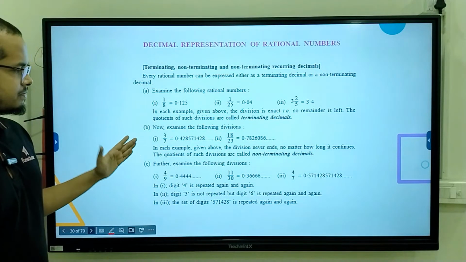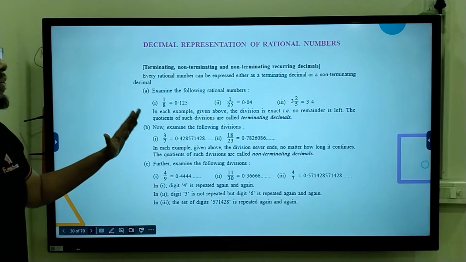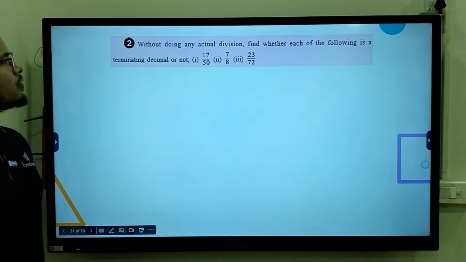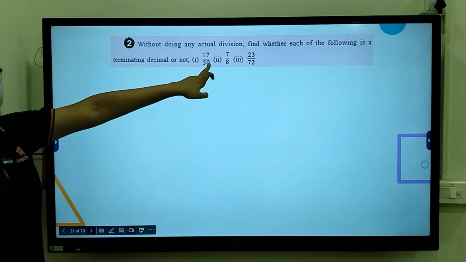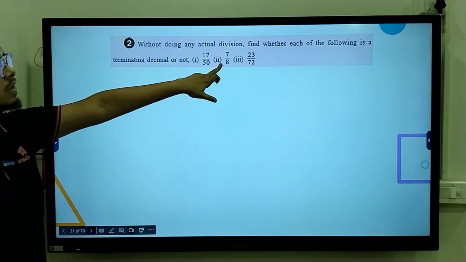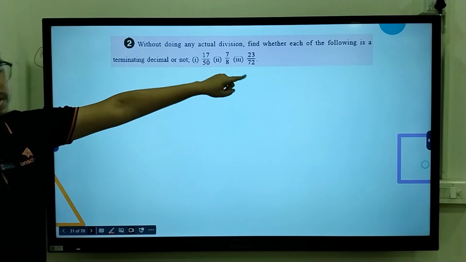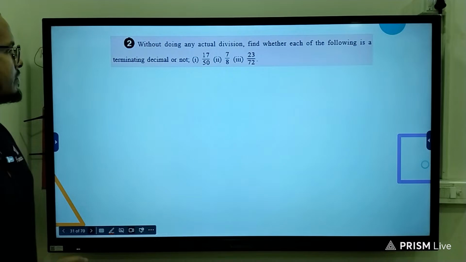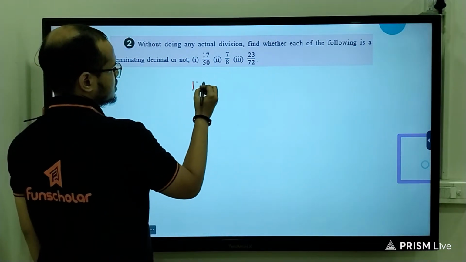Okay, sure. Next, decimal representation of rational numbers. We have already done this. We have been doing it since class 7. Now, without doing actual division, find whether each of the following is a terminating decimal or not. Multiple of 2 and 5, yes, terminating. 2, yes, terminating. 2, terminating. Without even doing anything we have found it out, but let's give it a shot.